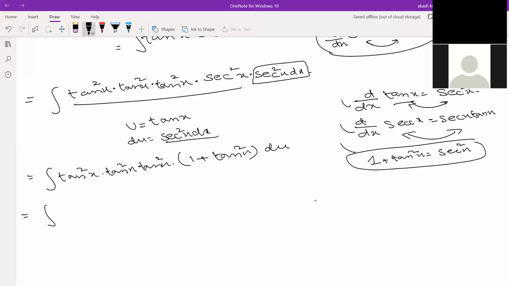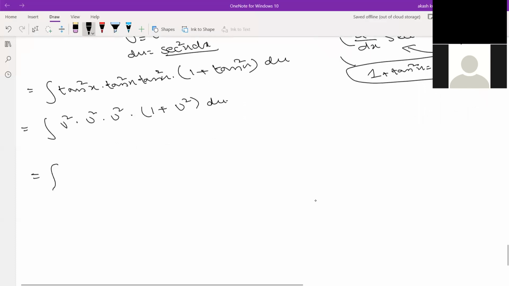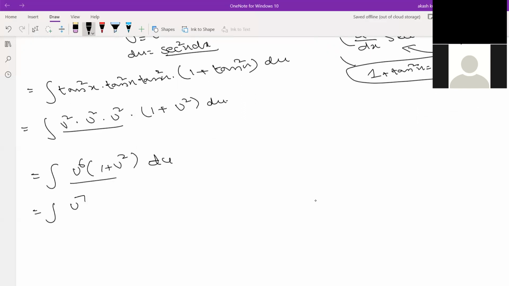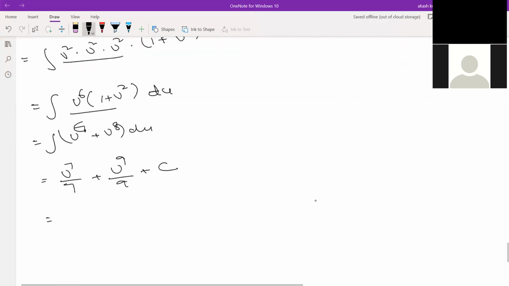Okay, now instead of tan square x, I can write u square multiplied with 1 plus u square du. Now everything is in the form of u, and now I just need to multiply it. It will become u^6 times 1 plus u square du. By multiplying it, it becomes u^6 plus u^8 du. So u^7 over 7 plus u^9 over 9 plus c. Now substitute back tan x.